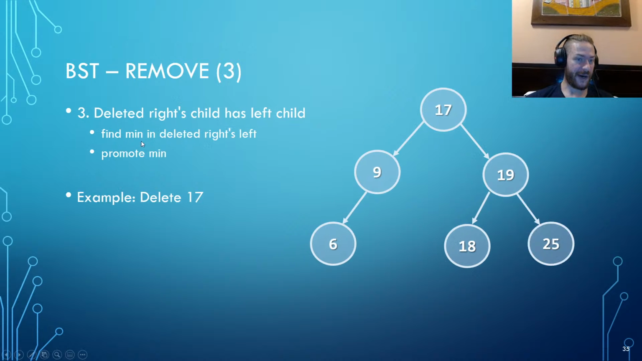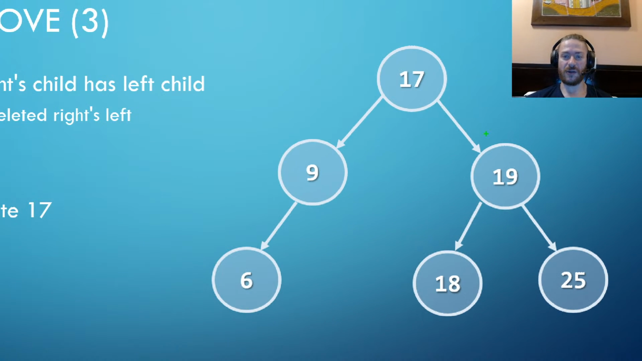So the third case is the deleted item's right child has a left child. So we need to delete 17. We need to delete the root. So what to promote? Should we promote 19 or should we promote 9?